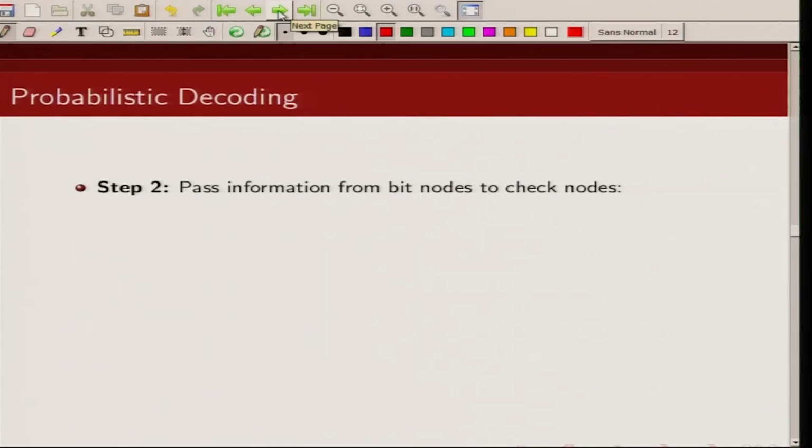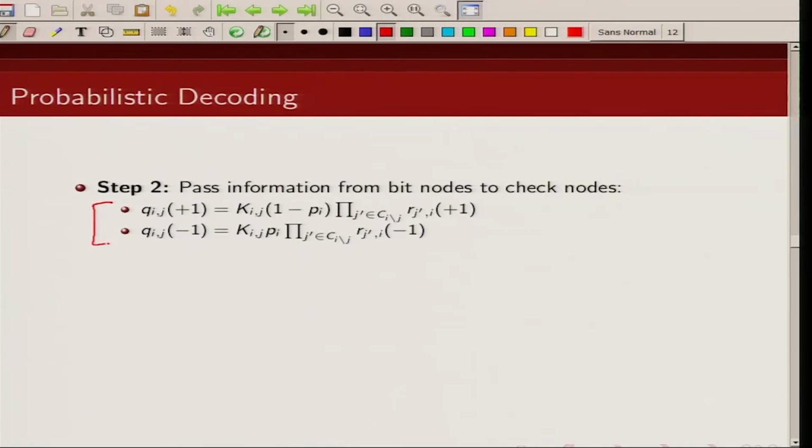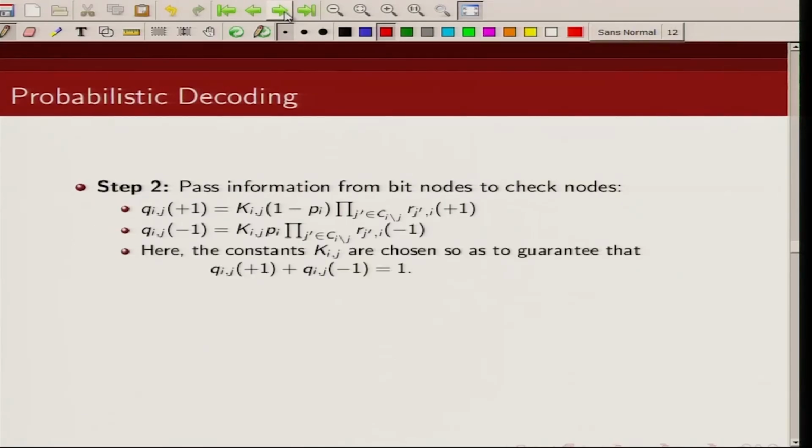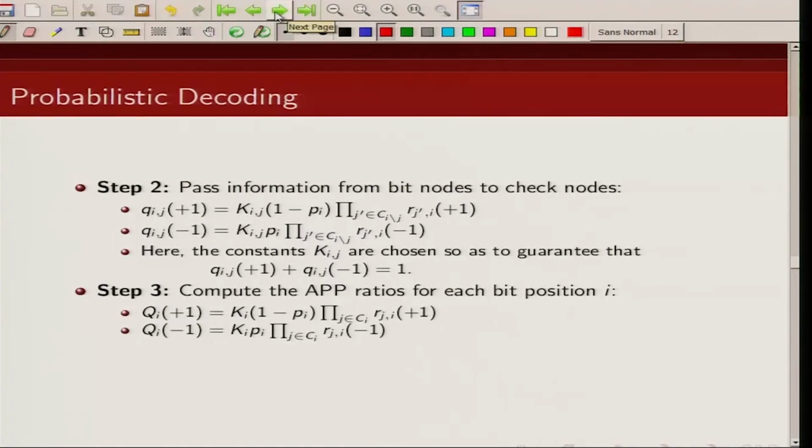Now, once you get these updated Rijs from the various check nodes, then the Qijs are updated. So, you are going to send this modified information, these Qijs, to the parity check nodes, and this is basically given by this. You can do some normalization; these Kijs are just some constants. And finally, we will compute the a posteriori probability, which is given by this expression, and this we have derived earlier in the lecture.